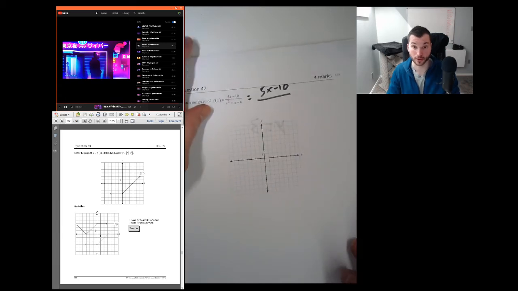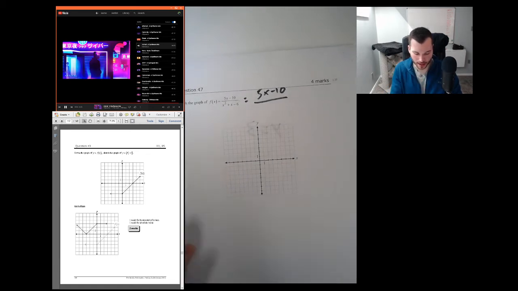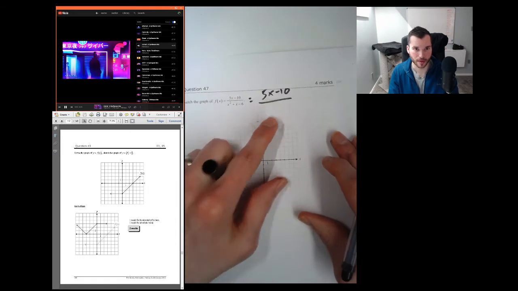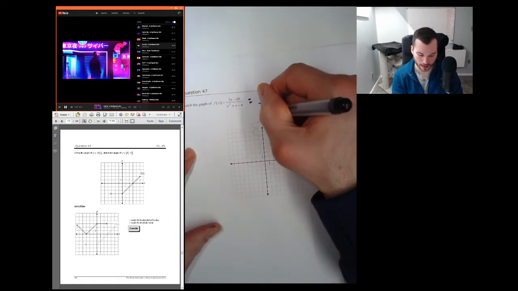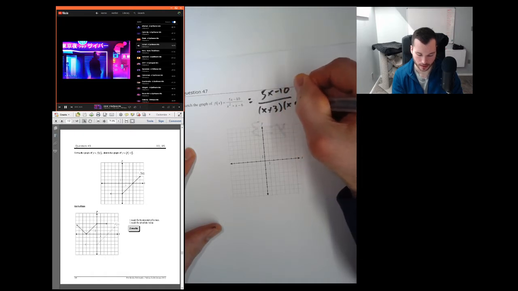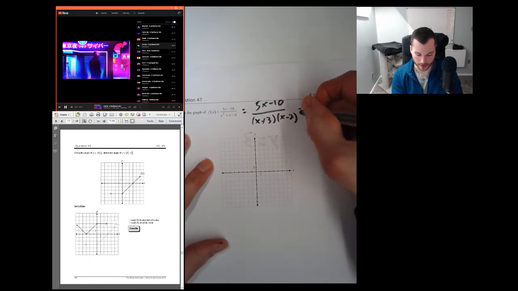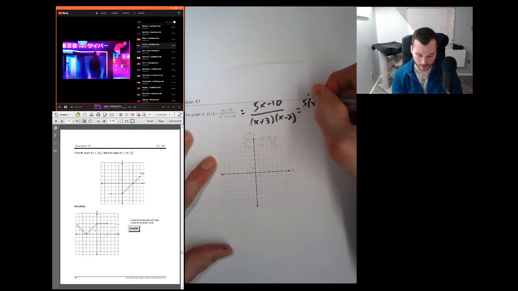But yeah, let's keep on going from this. Okay, so back in. Let's keep on going. I got a 5x minus 10, and for this one, I got an x plus 3 and an x minus 2. Did a little factoring there. I'm going to do one more round of factoring up on the top, and I'm going to take out a 5.